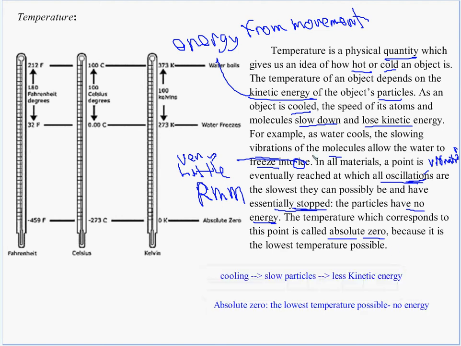Cool. Alright, what does this diagram show? So this diagram, we got different things. We got Fahrenheit, we got Celsius, we got kelvins. I see water boils, water freezes. I see absolute zero. I see Kelvin has it at 0K. Celsius is negative 273. And then Fahrenheit is negative 459. I think this is really interesting that Kelvin has 0K, whereas 0C is when water freezes.